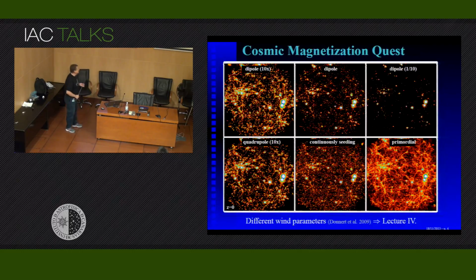Or alternatively, what was done at that time is you could halt the simulation at early times, say redshift 4. You identify all the galaxies in that simulation, and you place a small dipole field in all of the galaxies you resolved, and then you continue that simulation. So you start with zero magnetic field until high redshift. When the first galaxies are formed, you plug in magnetic fields only in the halos of these galaxies, and you see how the magnetic field gets distributed.